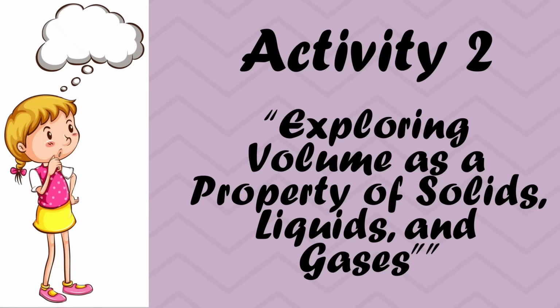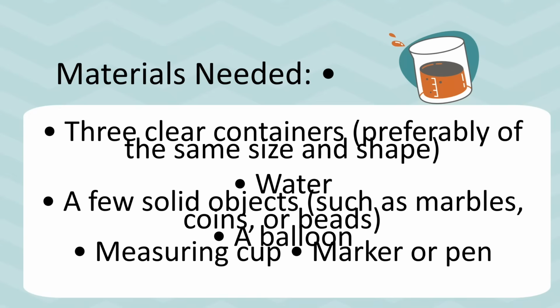Okay, so the first one is for the shape, and then for the activity 2, we're going to explore volume as property of solids, liquids, and gases. Alright, so let's have our activity 2. For this activity, these are the materials that you need. 3 clear containers, preferably of the same size and shape. So, hanggat maaari, 3 lalagyan na pare-parehas ang sukat at ang hugis. Water, and then few solid objects such as marbles, pwedeng coins or pwedeng beads. We also need a balloon, measuring cup, and then marker or pen.